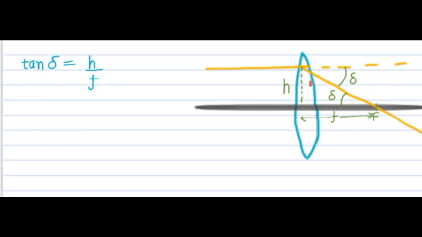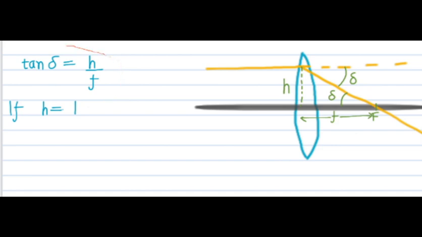This length? This length is how much? It is a unit distance. That means your h should be equal to how much? 1. This is the meaning of a unit distance. Fine. So if h equals 1, then in that case what happens to your tan delta, h by f?